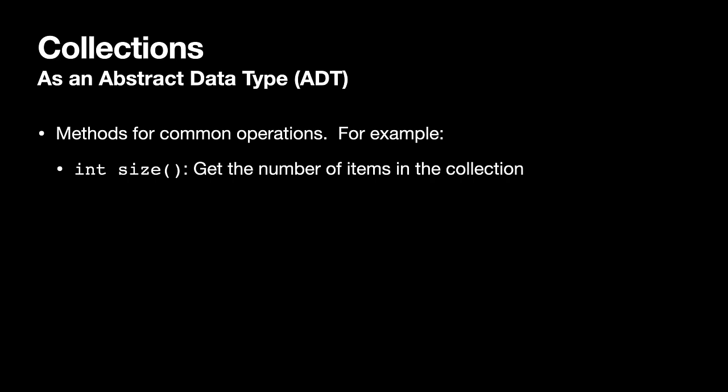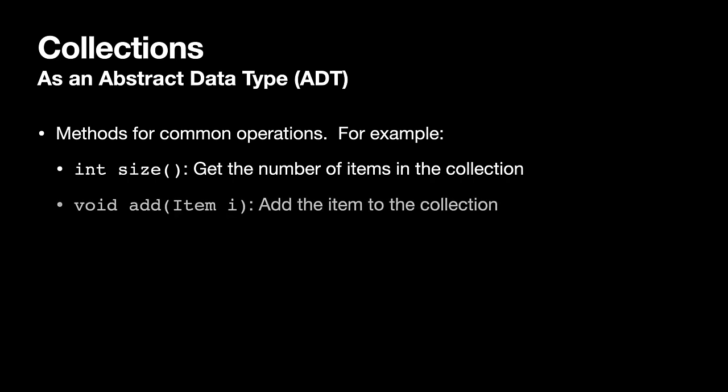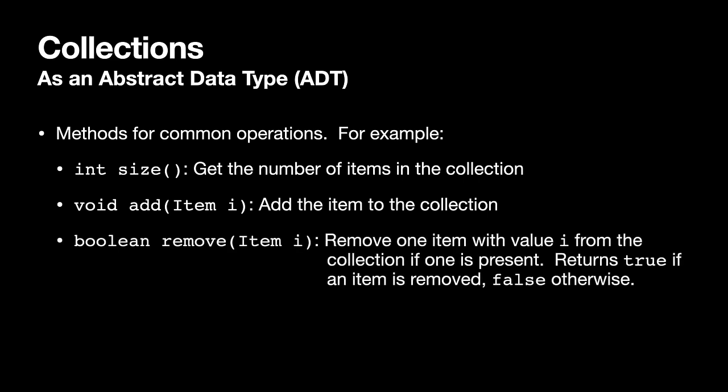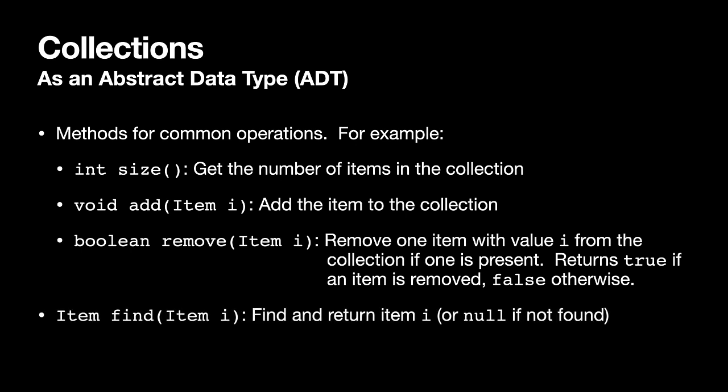Okay, so collections can be represented as an abstract data type, where certain methods represent these common operations. So for example, size could be a size method that returns an integer. The add method takes an item to add in and maybe has a void return value, but adds the item to the collection. Maybe a remove operation is given a particular item. It removes the first occurrence of that item if it exists, and returns true if an item was removed and false if it wasn't. Maybe a find method finds a particular item and returns it, and returns null if the item can't be found.